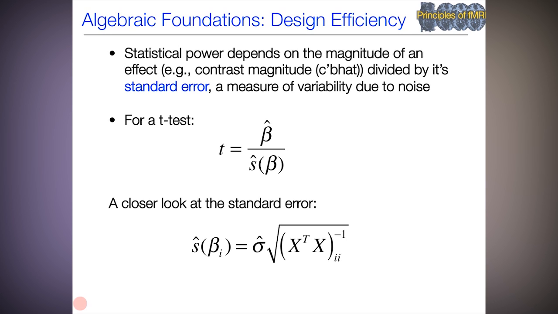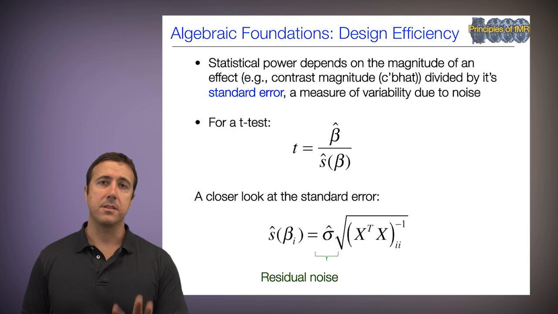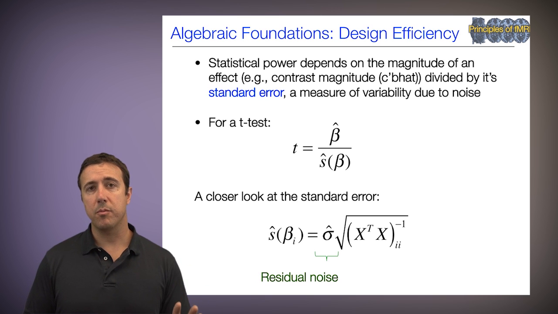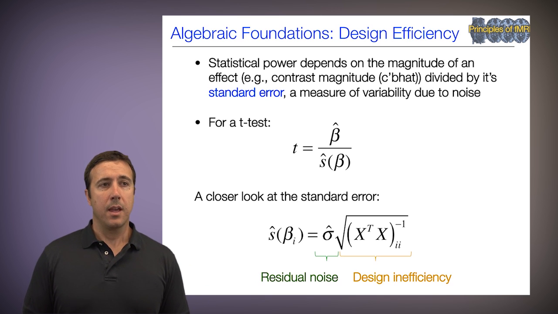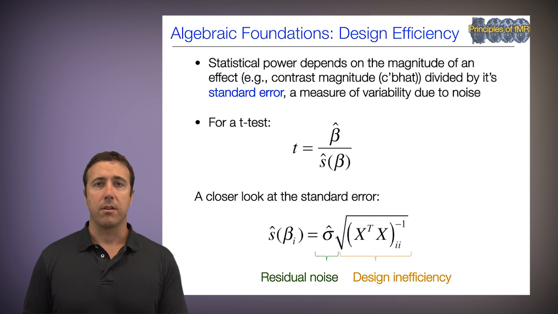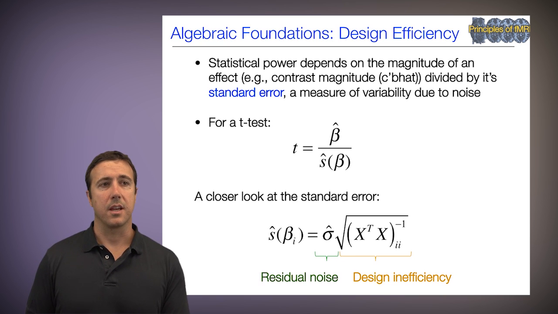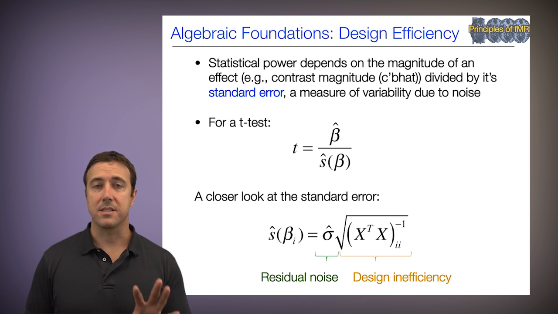And that equals sigma hat, which is residual noise, times square root of (x transpose x) inverse. And it would be the diagonals of that matrix, one for each parameter estimate. So sigma is the scanner noise, residual noise, that you can't account for in any other way. Could be about head movement, could be something else. And this other part here is the design efficiency. And this is related to the design matrix itself, which you know before you ever collect any data.